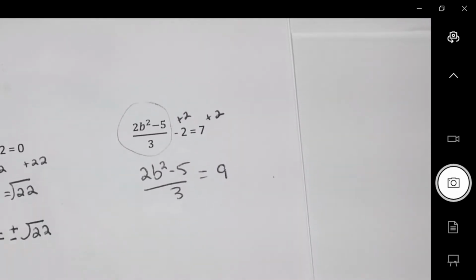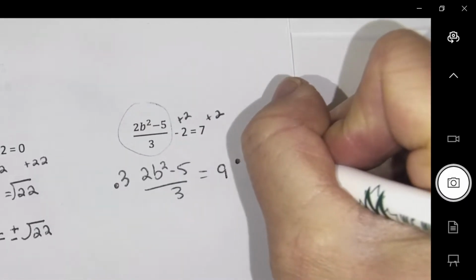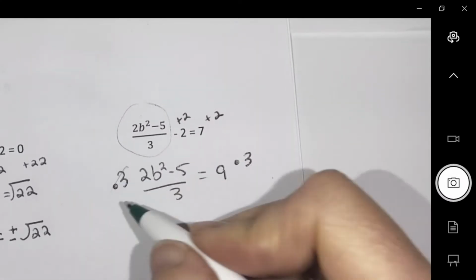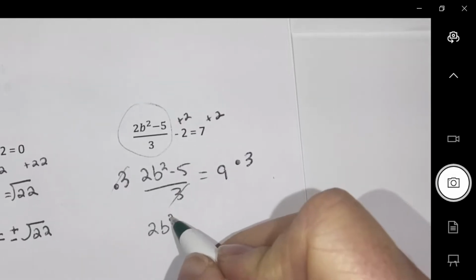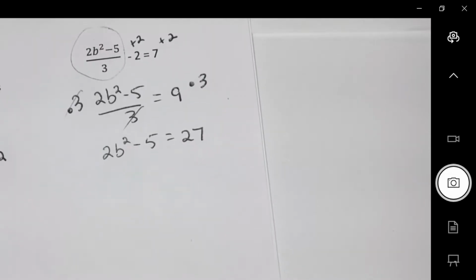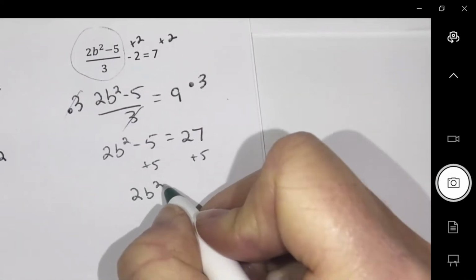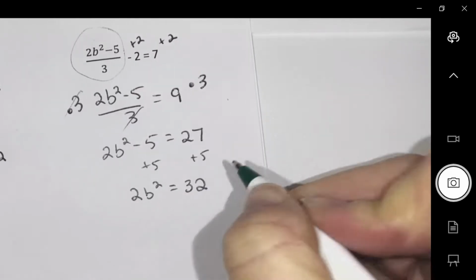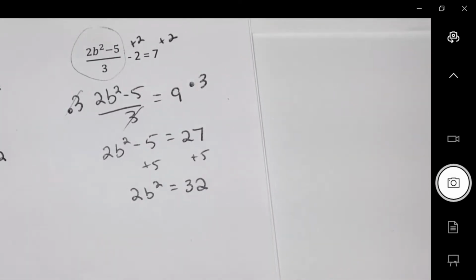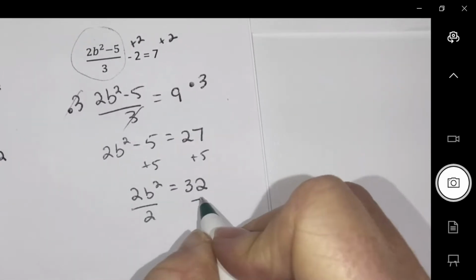You can multiply by 3. So now I'm going to multiply by 3. And then you can add 5. Okay, so the order is important. Add 2, that's first, times by 3, add 5. Okay, you're still following. Divide by 2.